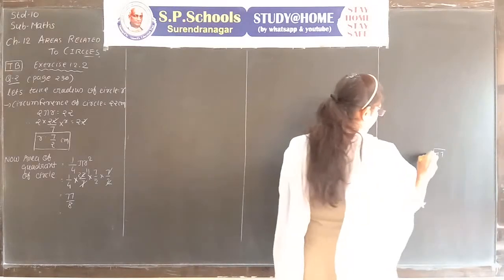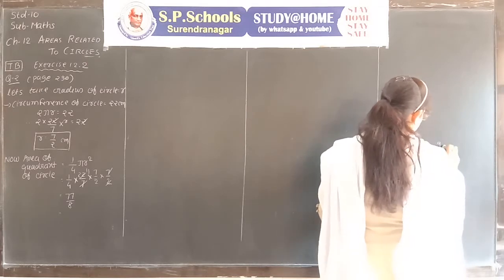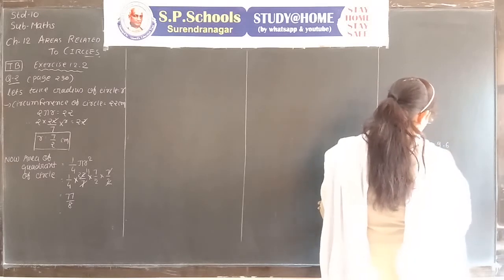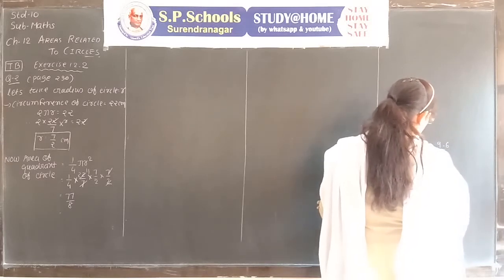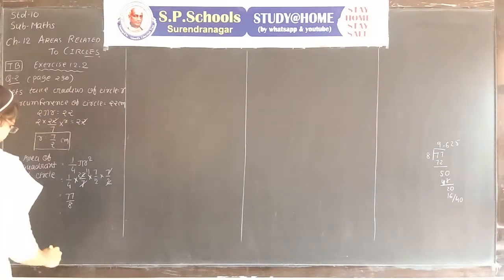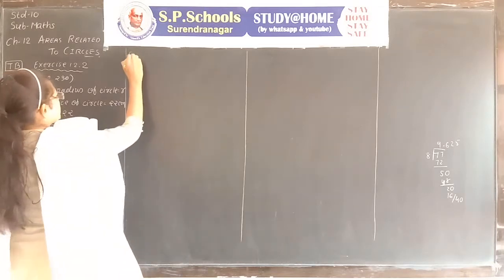77 divide by 8. We get 9.625. It is area of quadrant of circle. Unit is centimeter square. Hence the area of quadrant of circle is obtained here. See the next question number 3.